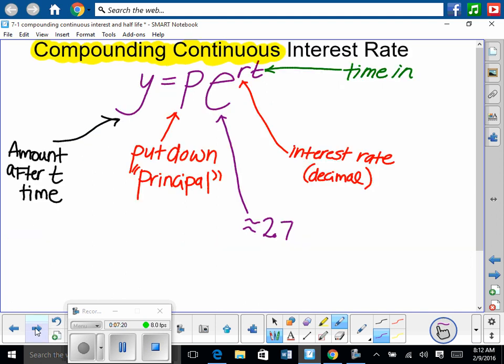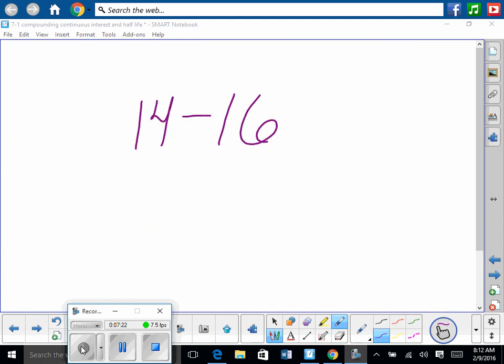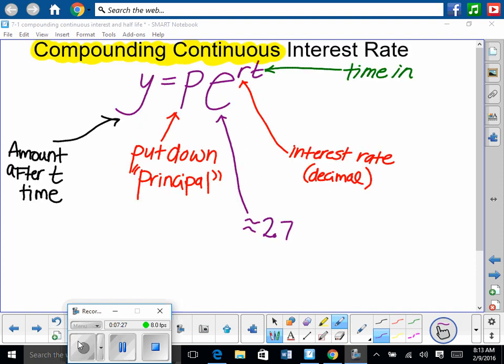So that's what I'm going to have you do: you're doing 14 through 16. This is a formula you are going to see in secondary 2, and you're going to see it in secondary 3 again. You need to have this down.